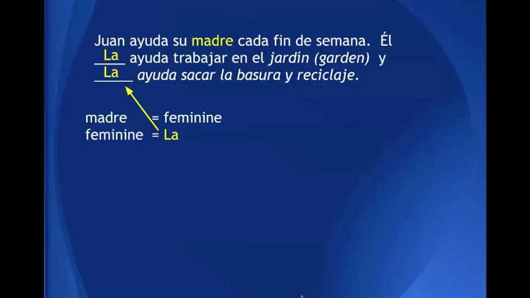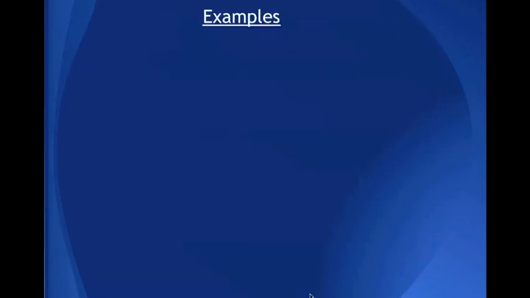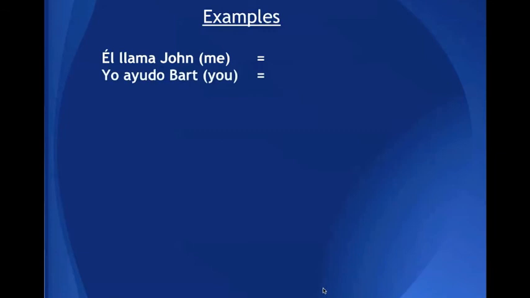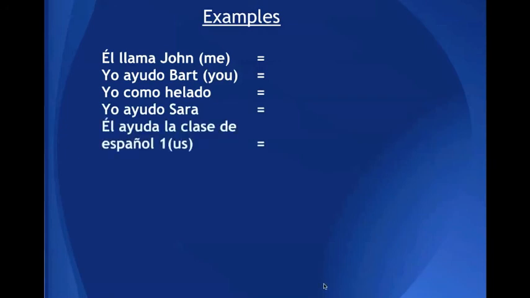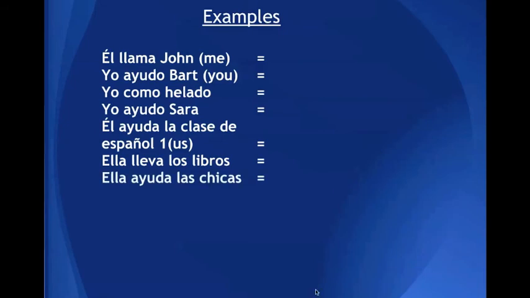Let's look at the pronouns in example sentences. Él llama John, and I'm John, so he's talking about me. Yo ayudo a Bart, and this is as if I'm talking with Bart. Yo como helado, and I do love to eat ice cream. Yo ayudo Sarah. Él ayuda la clase de español 1, which is our class. Ella lleva los libros y ella ayuda las chicas.